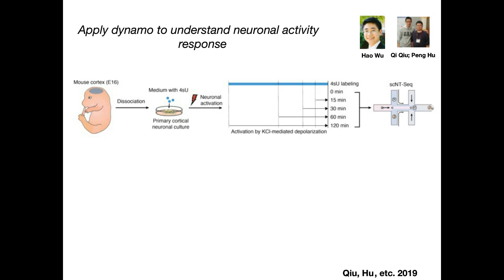harvested cells from the mouse cortex at embryonic day 16 and dissociated these cells into a media, and then they labeled the cells with 4sU for 2 hours. But they also added KCl at different time points during the labeling, and then harvested the cells for scNT-seq sequencing.